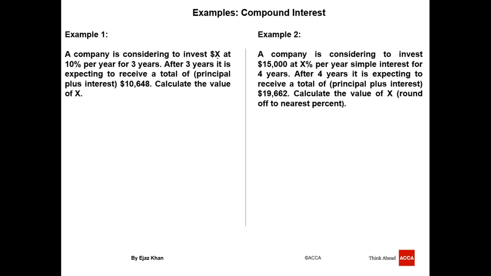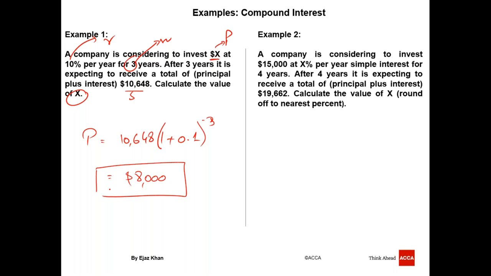A company is considering to invest X dollars at 10% per year for 3 years. After 3 years, it is expected to receive a total of 10648, which is the sum. This is P, this is R, and this is N. So what we need to find out is the value of X, which is P. So P will be equal to S, 10648 into 1 plus 0.1 raised to the power minus 3. So it's $8,000. Okay, great. May I know the answer for example 2?